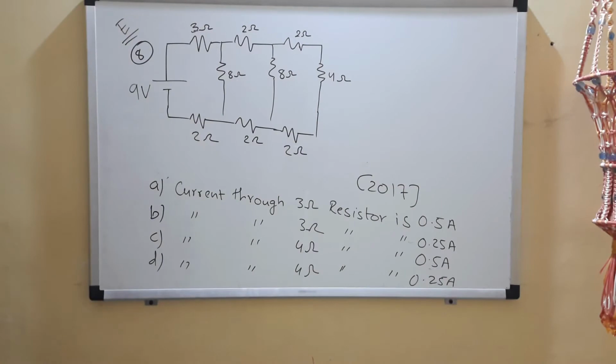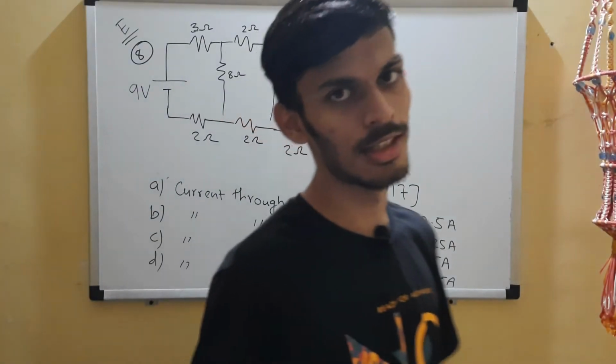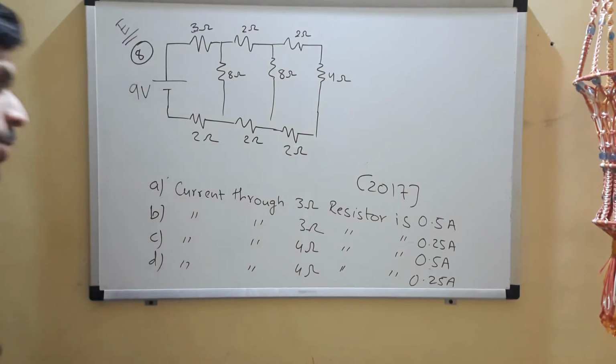So question 8 over here. In this question, you are given a circuit. You are supposed to solve this circuit and tick the correct option among these. You can surely pause this video now and give this question a humble try. I will do it in 3, 2, 1.